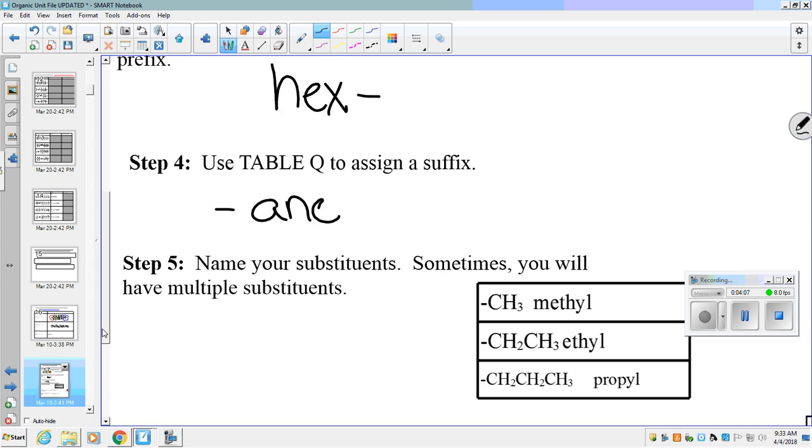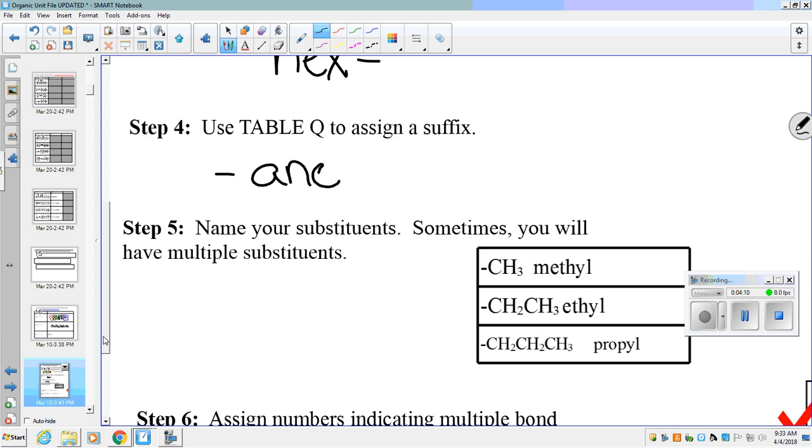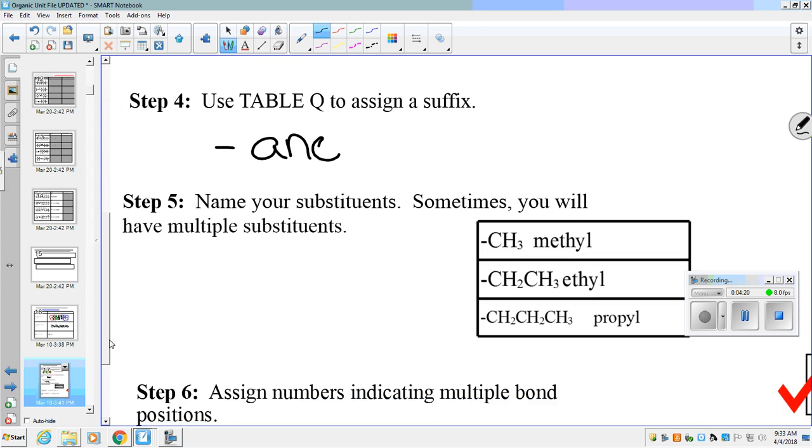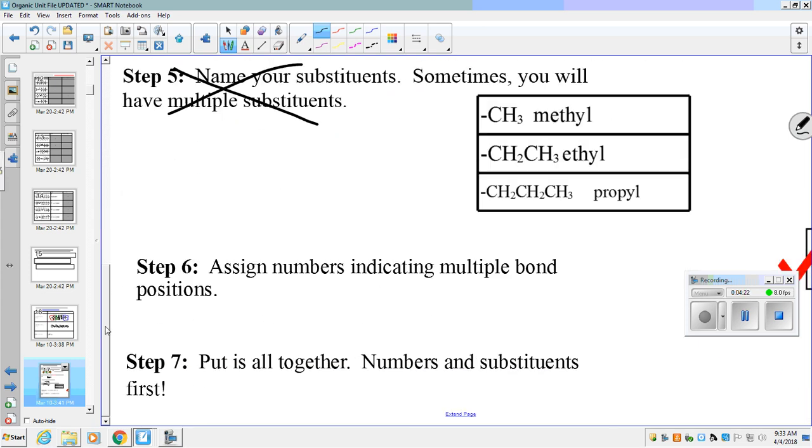Next thing we need to do is see if we have any what we call substituents. And these are groups that branch off the main chain, carbon groups or other elements. Hydrogen does not count as a substituent. So in this molecule we have no branching groups, so we can cross that right out.